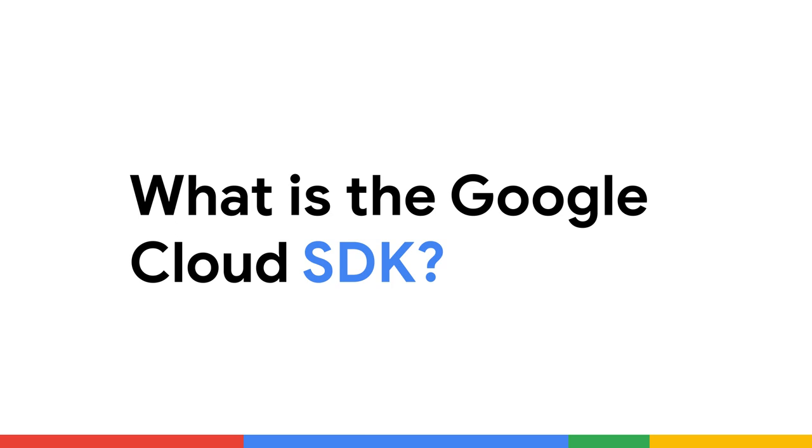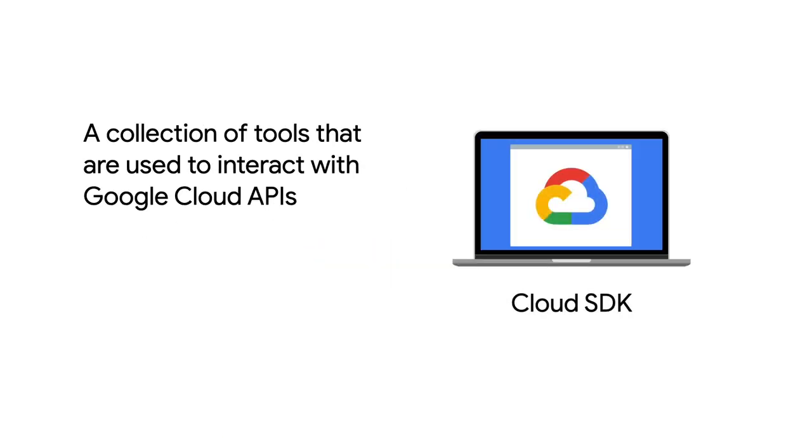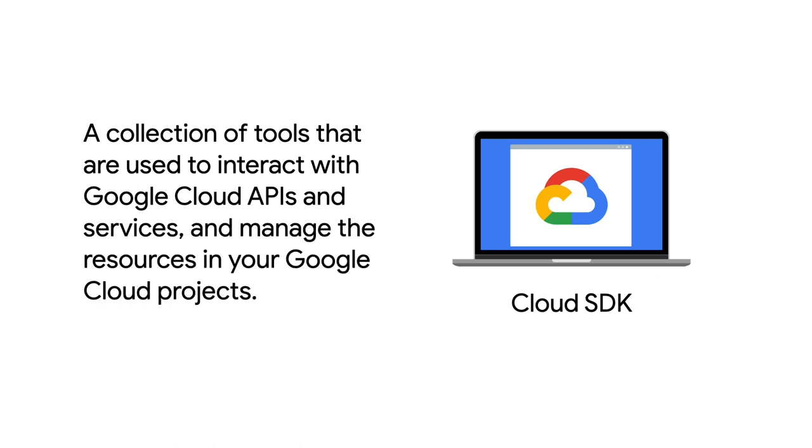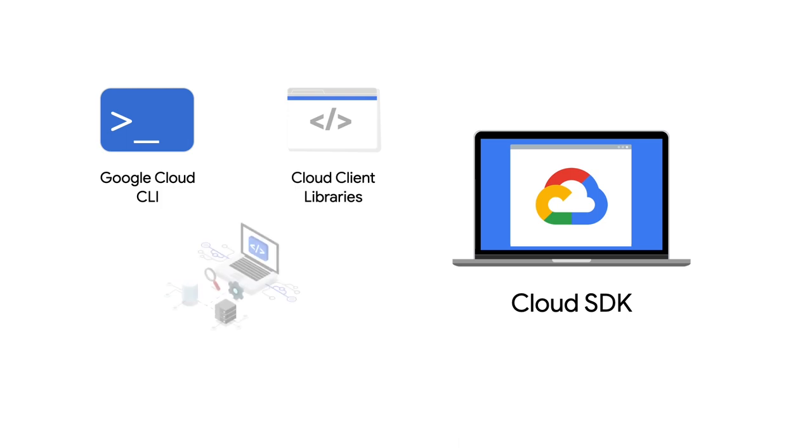The Google Cloud SDK. What is it? The Google Cloud Software Development Kit is a collection of tools that are used to interact with Google Cloud APIs and services and manage the resources in your Google Cloud projects. Together, these tools help developers and technical practitioners be more efficient when interacting with Google Cloud. The SDK includes the Google Cloud CLI, Cloud Client Libraries, Developer Tools, and Documentation.